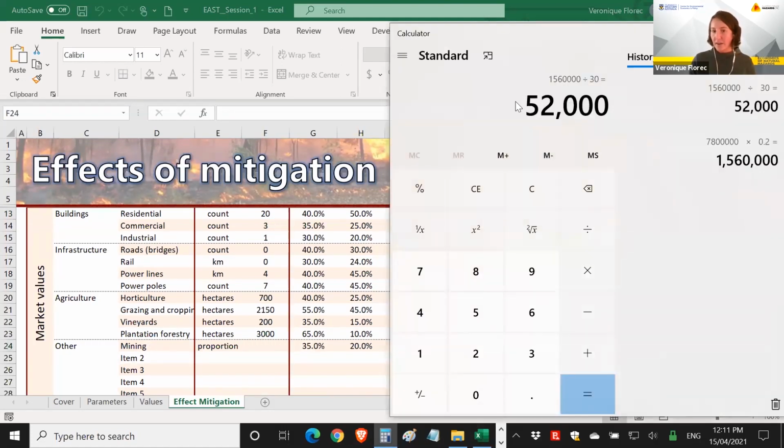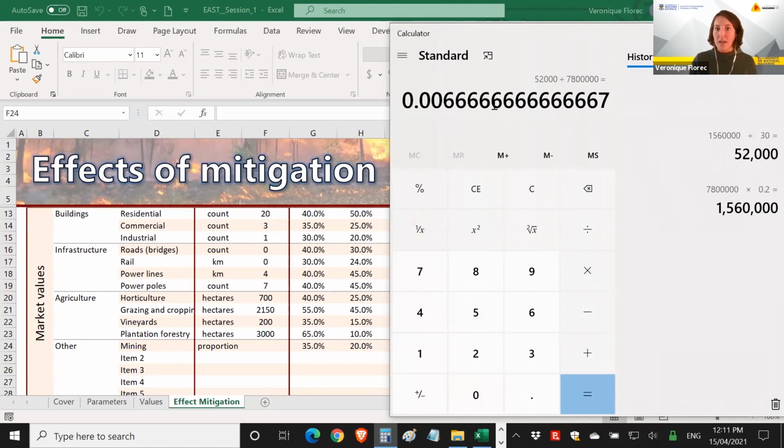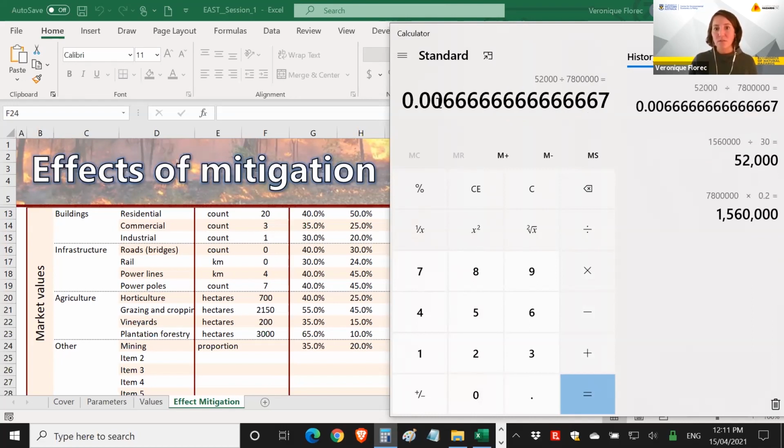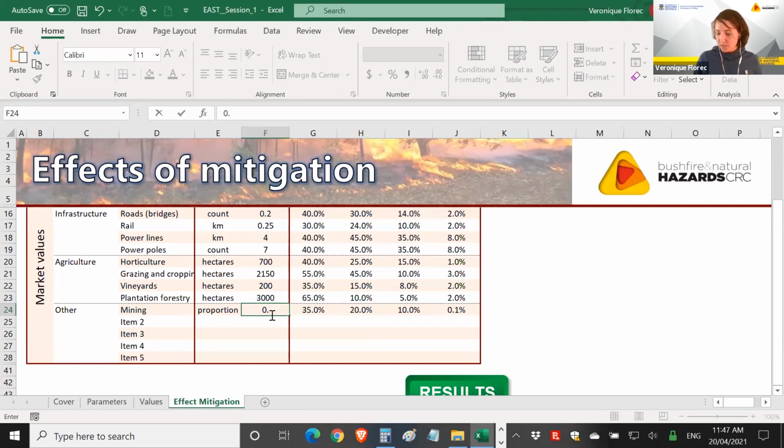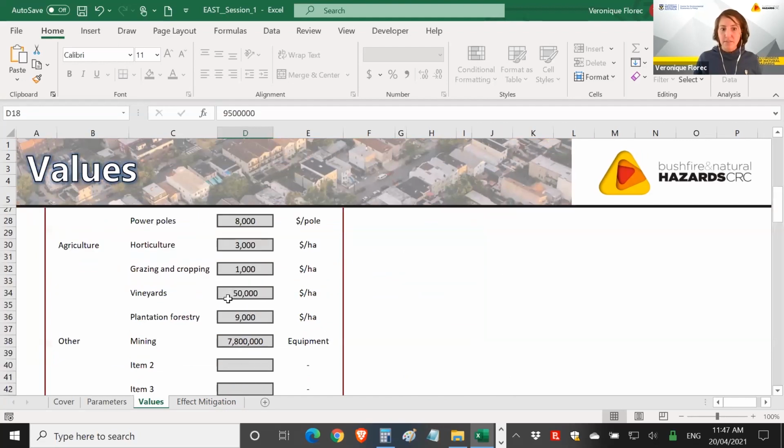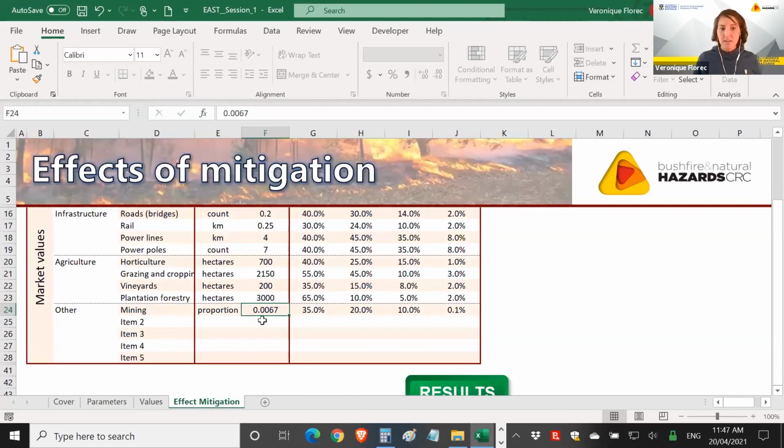To find that, I only need to divide 52,000 by 7,800,000. And that's 0.0067. So I'm going to write here 0.0067. This is then going to be multiplied by the value that I have here, 7.8 million, and that will give me the 52,000, which is the average annual damage.